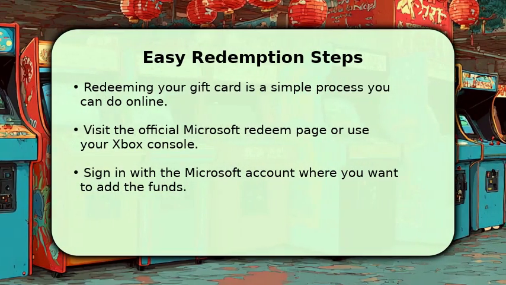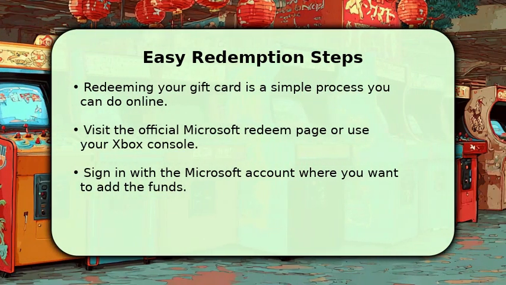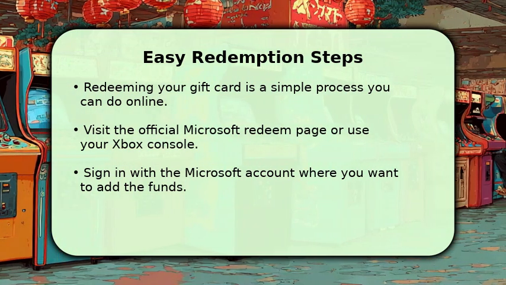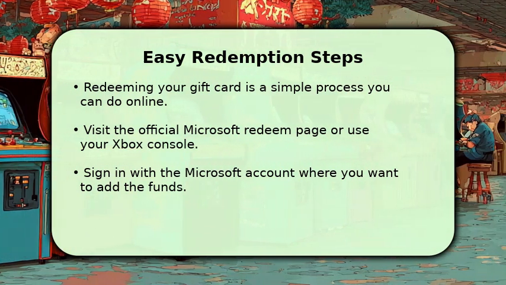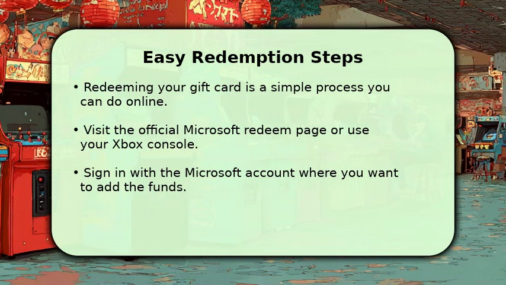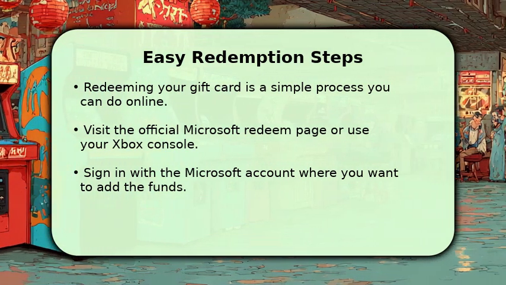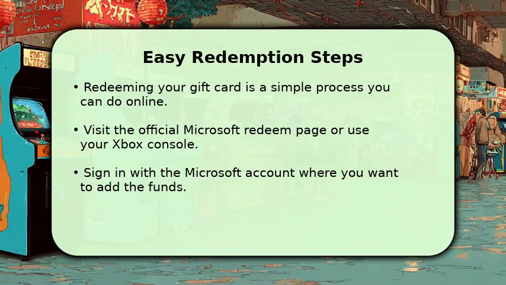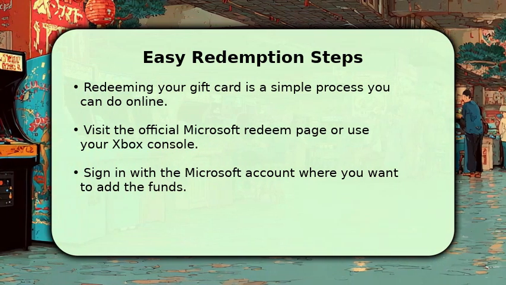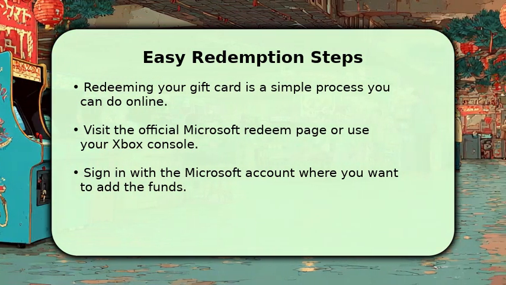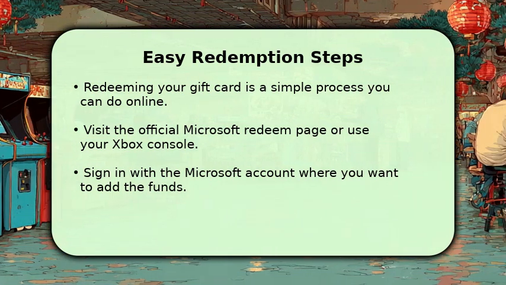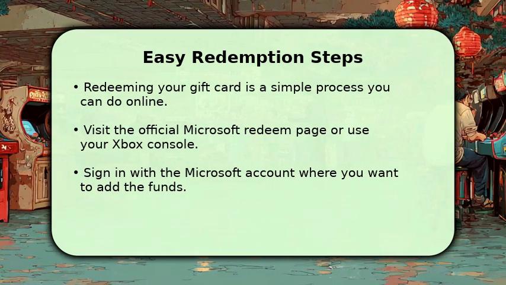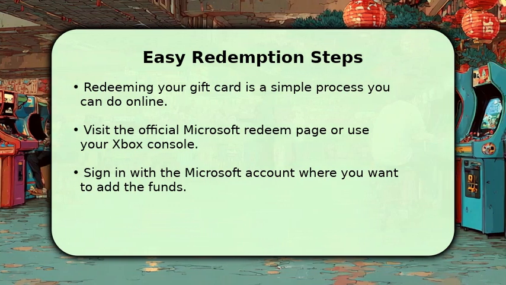To redeem your Xbox gift card, simply navigate to the official Microsoft Redeem website using any web browser. You will need to sign in with the specific Microsoft account where you wish to add the funds. Carefully enter the unique 25-character code found on the back of your physical card or in your digital gift email. Once entered, the funds will immediately appear in your account balance, ready for use.